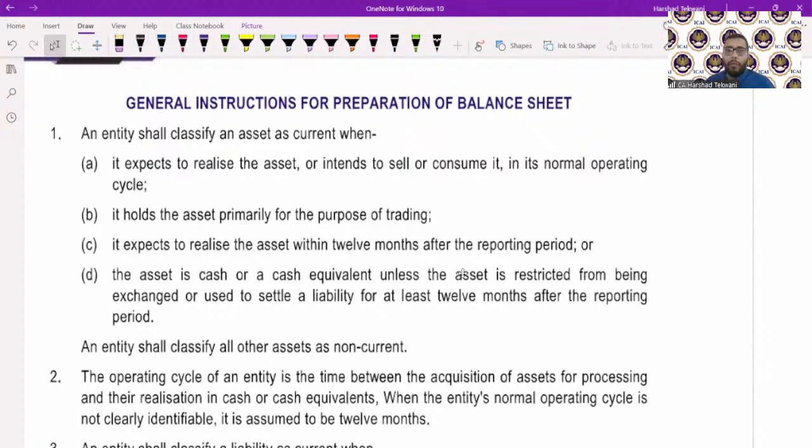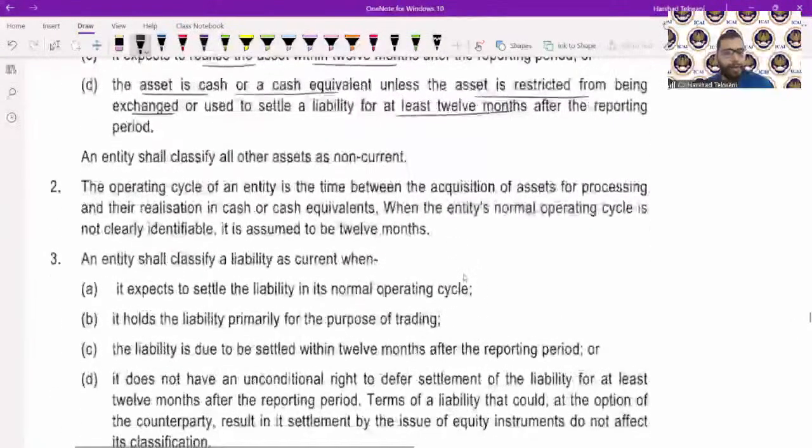Now, what do you mean by current? When I say current asset, current asset means that if it is expected to realize within normal operating cycle, same like my division 1, it is held for the purpose of trading. Okay, it is expected to realize the asset within 12 months, or the asset is cash or cash equivalent unless the asset is restricted from being exchanged for at least 12 months. Okay, so if these conditions are satisfied, then it's a current asset, otherwise it's a non-current asset.